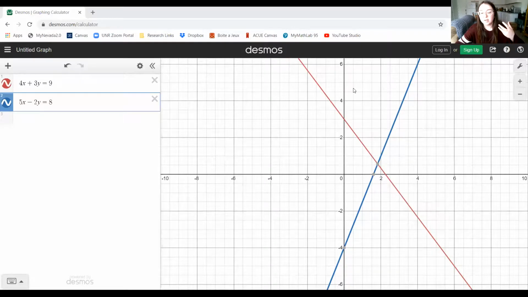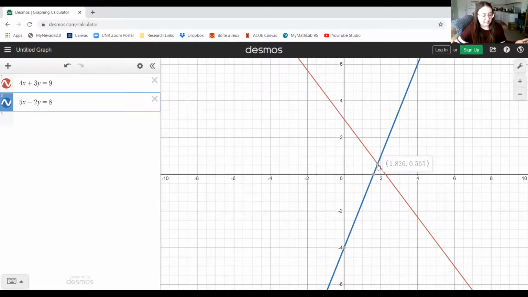So in Desmos here, we have our two equations graphed. Our first equation being 4x plus 3y is equal to 9, represented by the red line. And our second equation, 5x minus 2y equal to 8, represented by our blue line. And we see that they intersect at a point. We know that the solution is this point where they intersect. So if we hover over this point, this tells us 1.826 and 0.565.